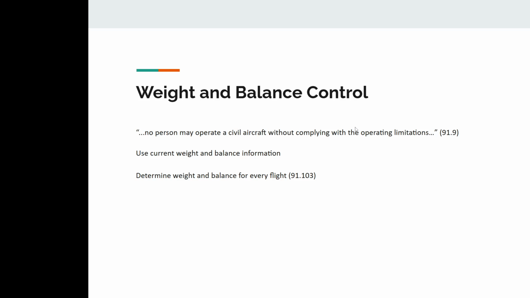And when it comes to weight and balance, it's very important that we always comply with the operating limitations, making sure that we're using up-to-date current weight and balance information. That includes the basic empty weight, but also for every single flight as a result of 91.103, which is the preflight action. Always take into consideration the weight and balance for each flight. It's going to be different, especially because you might be flying with somebody else another day. You might be flying with less fuel. Things of that nature are very important to consider.